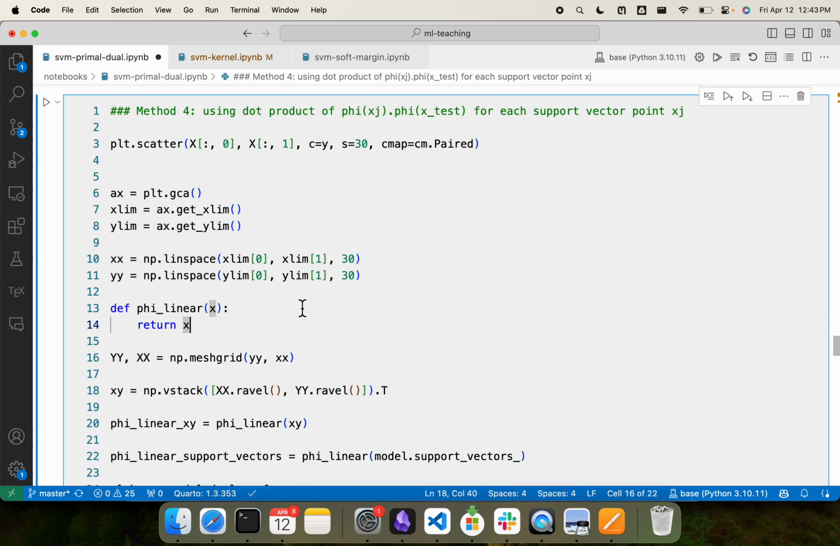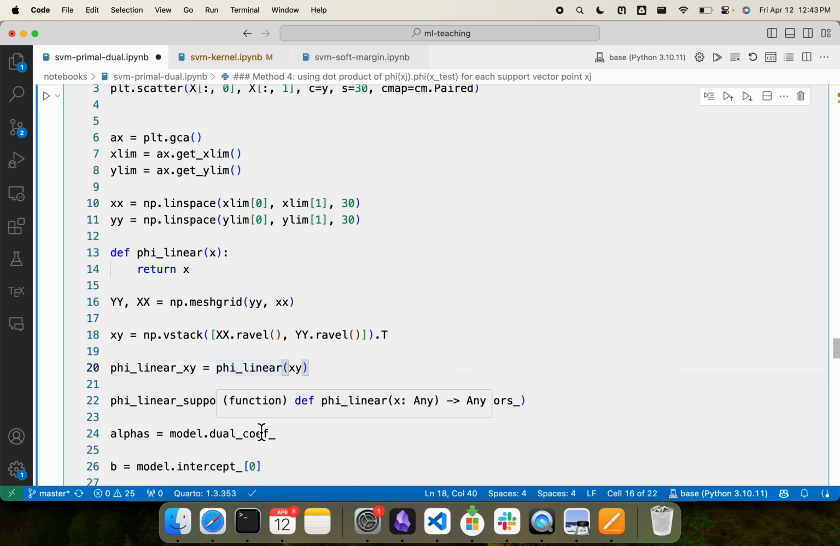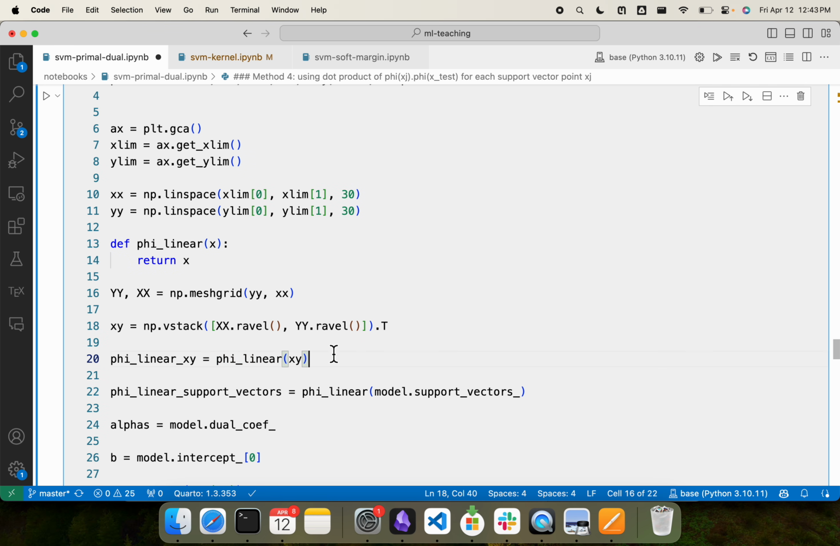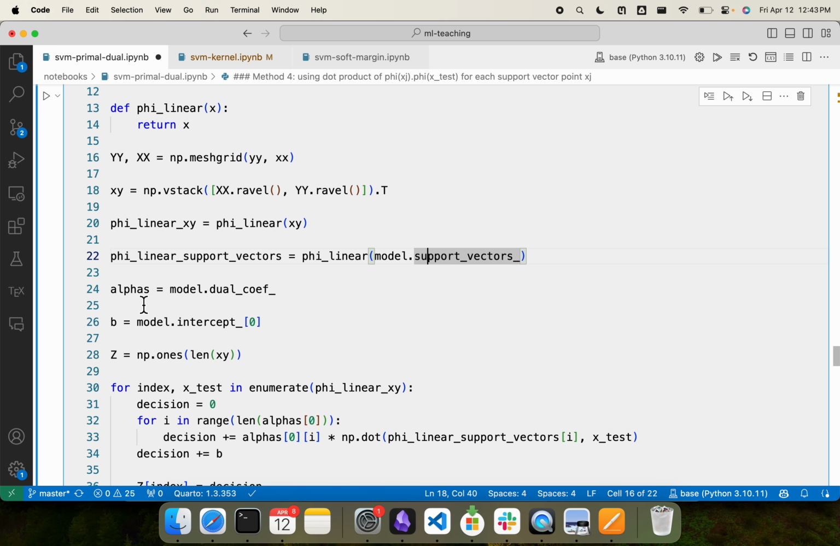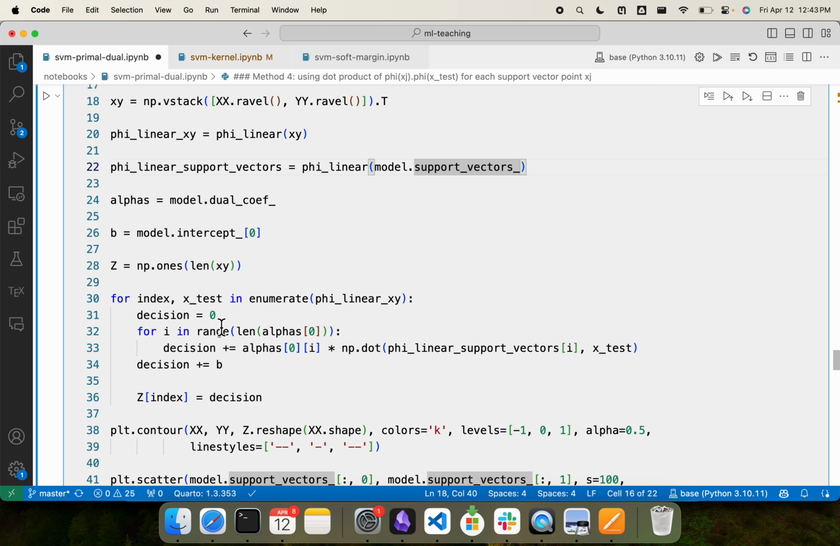The reason I'm showing you this is that we had the original input x, y. We transformed that to a high dimensional space via this projection function. We also do the same thing for my test points, and I do the same thing for my support vectors. I transform them to a high dimensional space. I show the calculated alphas and the b's. Then I run this loop. For each x test in my set of test points, I calculate my decision as alpha i into the support vector into x test.